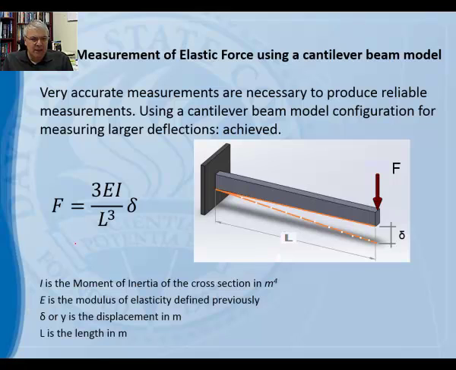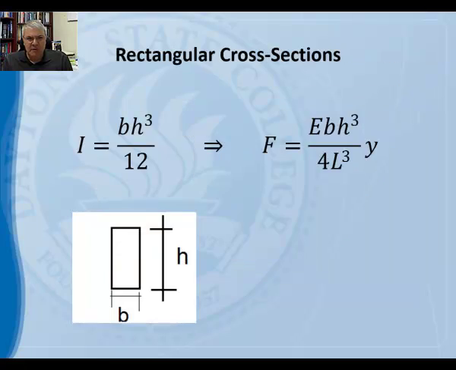So I would be the moment of inertia for the cross section. In the metric system it's meter to the power 4. E is, again, the modulus of elasticity. Again, this is the property of the material itself. Delta or Y is the displacement in meter, and L is the length in meter. So that's another useful formula, and we're going to do some examples.